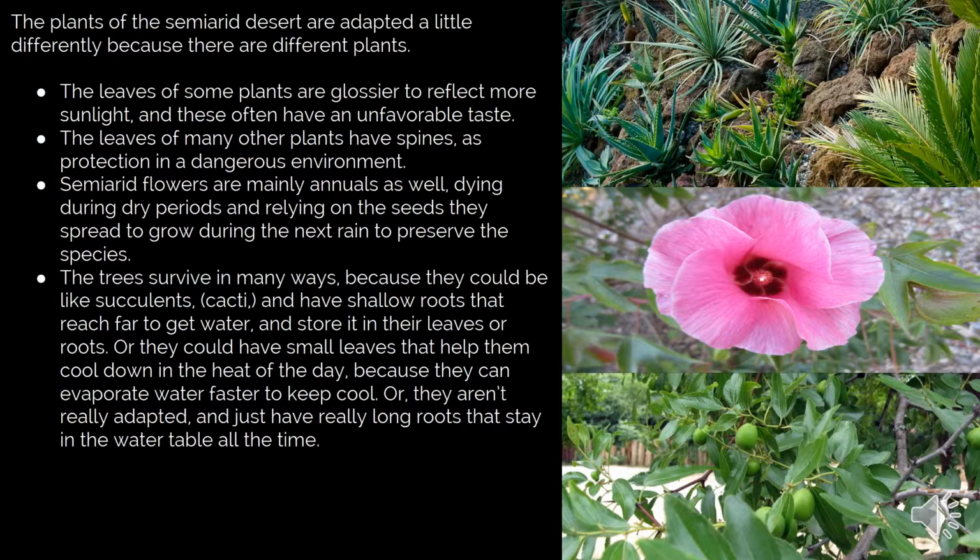The trees can survive in many ways because they could be like succulents, cacti, and have shallow roots that reach far to get water and store it in their leaves or roots. Or they could have small leaves that help them cool down in the heat of the day because they can evaporate water faster to keep cool. Or they aren't really adapted and just have really long roots that stay in the water table all the time.